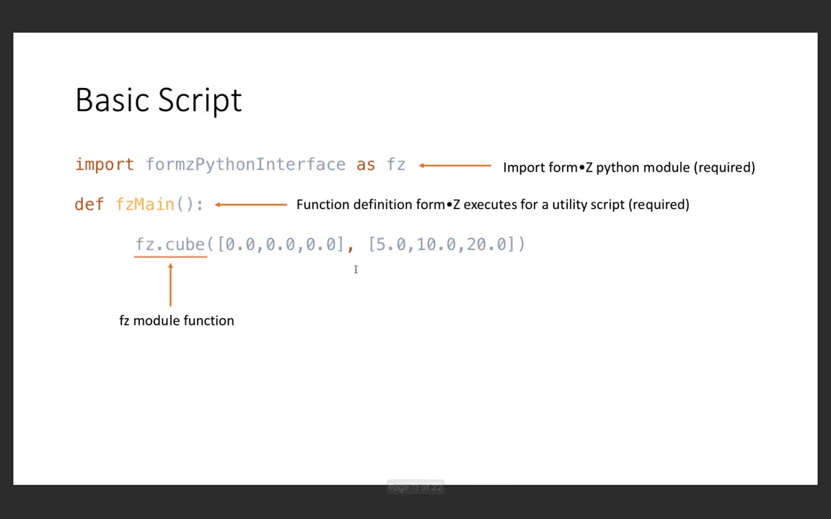The next line we see is a call to one of the FormZ Python interface module functions. Here we're calling the cube function. The cube function takes two parameters. It takes an origin and it takes a size.